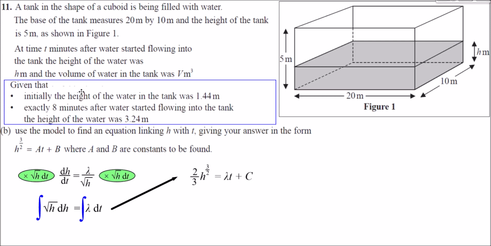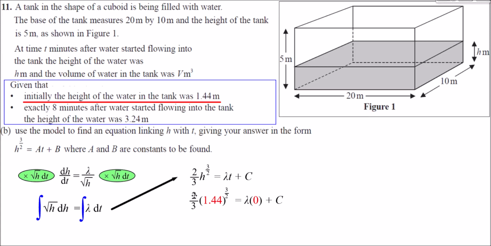But here I've got two initial conditions which will help me to work out both lambda and capital C. So first off, we're told initially the height of the water in the tank was 1.44 meters. This is saying when the time is 0, because of the word initially, h is 1.44. We can substitute that into this equation to generate some more information. So we then get 2/3 of what is now 1.44 to the power 3 over 2 is lambda times nothing plus c. So that just vanishes, therefore c is whatever this is.